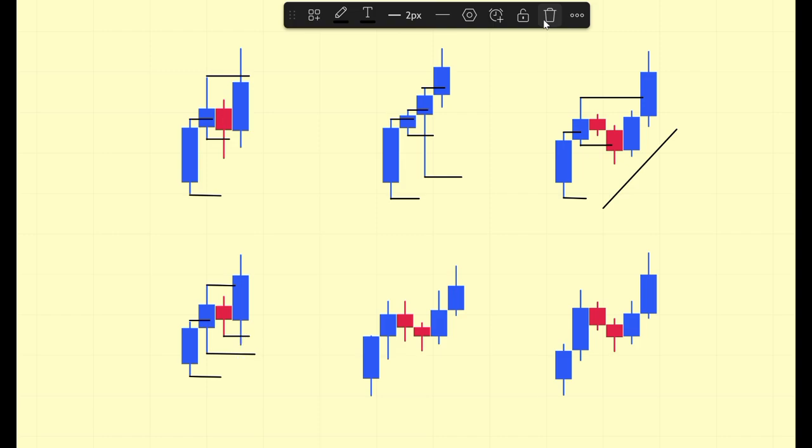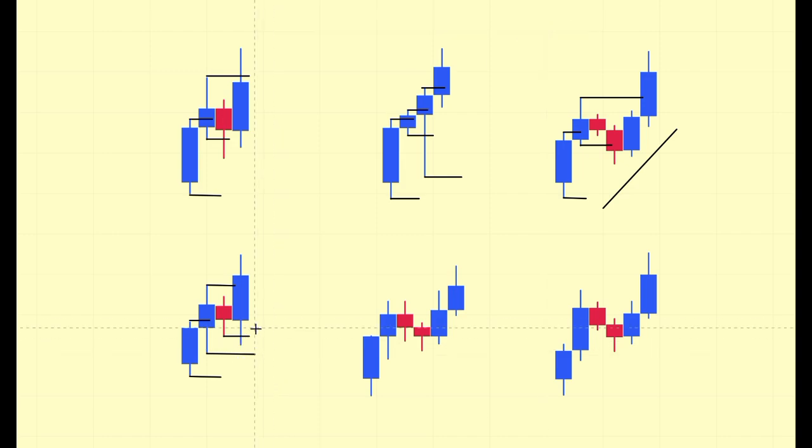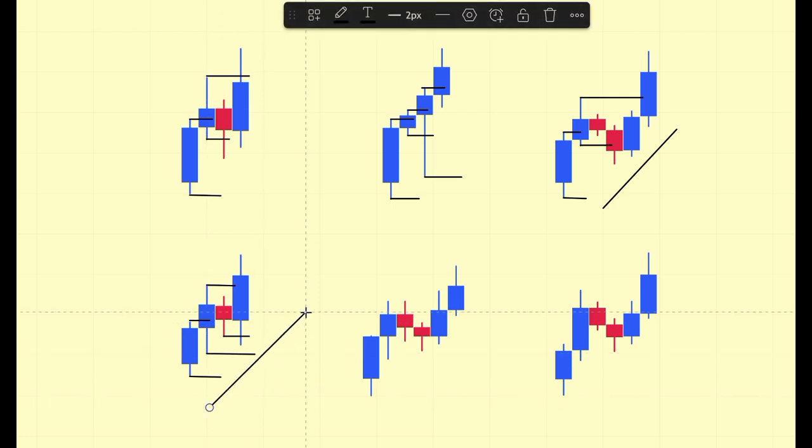But in this case, this is not a valid pullback, because we can clearly see that the mother candle's low is protected. So this one here is an invalid pullback, or rather just a candlestick based uptrend. So onto this next scenario, we can clearly see a break past the high while the low is protected.